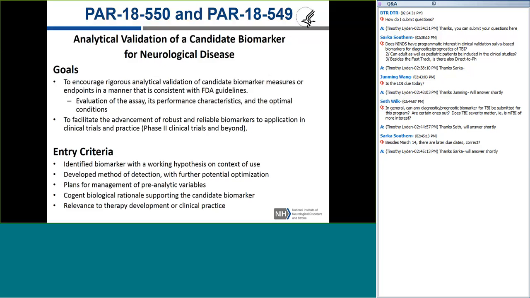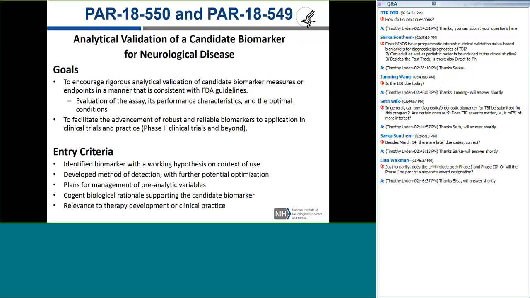The other goal is to facilitate the advancement of robust and reliable biomarkers to the application in clinical trials and practice. So the idea is that when you're finished with this, you would have a biomarker that is validated to the extent that it can be used reliably for whatever your context of use and fit for purpose idea is. We want to emphasize that phase 2 clinical trials and beyond are really where it appears they're needed. Biomarkers make a huge difference in the success of moving from phase 2 to phase 3 and from phase 3 to nomination for new drug application.